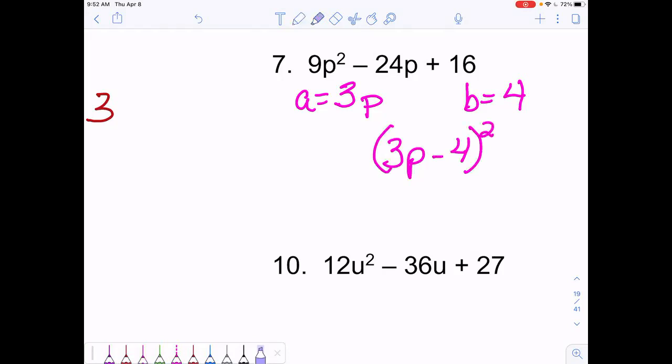And you said minus because? Yeah, there's a minus 24. So that's why we have a minus inside.